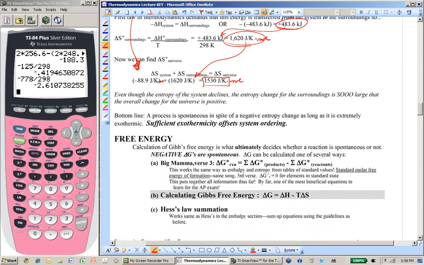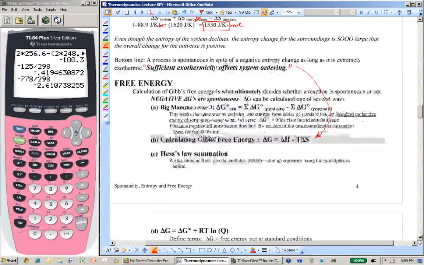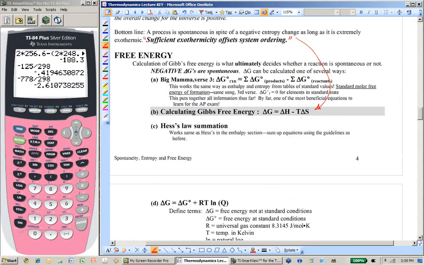So bottom line is we've got to obey that law. So a process is spontaneous in spite of a negative entropy change as long as it's extremely exothermic. This phrase is something you will find yourself writing when we start working through free response problems. Sufficient exothermicity, no, I did not make that word up, it really is a word. Sufficient exothermicity offsets system ordering. Because you're about to enter the land of Gibbs free energy, and this is what we're going to do, we're going to calculate with these things.